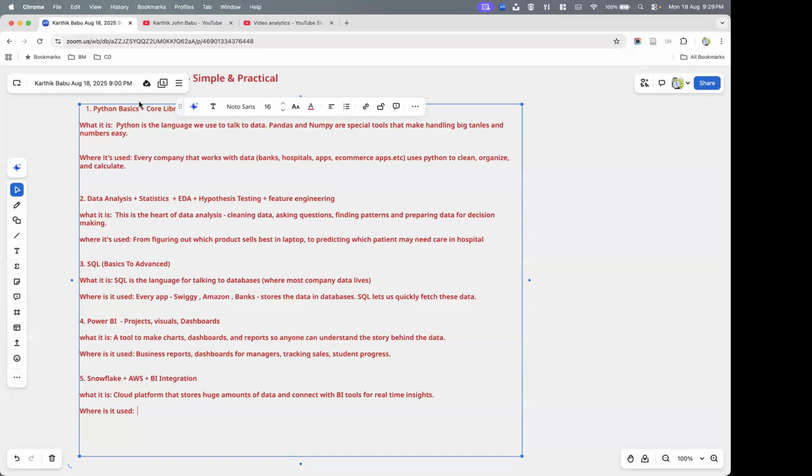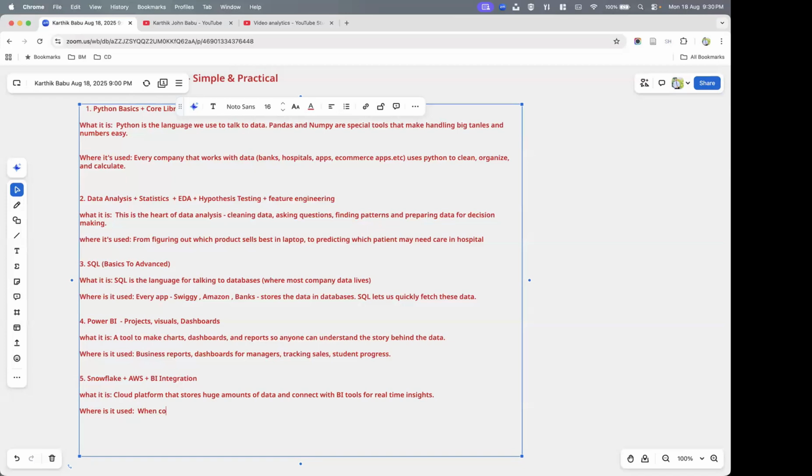You have to put it in the cloud. So when companies have massive data, like Amazon orders or Netflix viewing habits, all of this is huge data, and we have to store it in the cloud. Based on the cloud, we can also connect this data to business intelligence tools, so that these tools can derive some insights and help us.